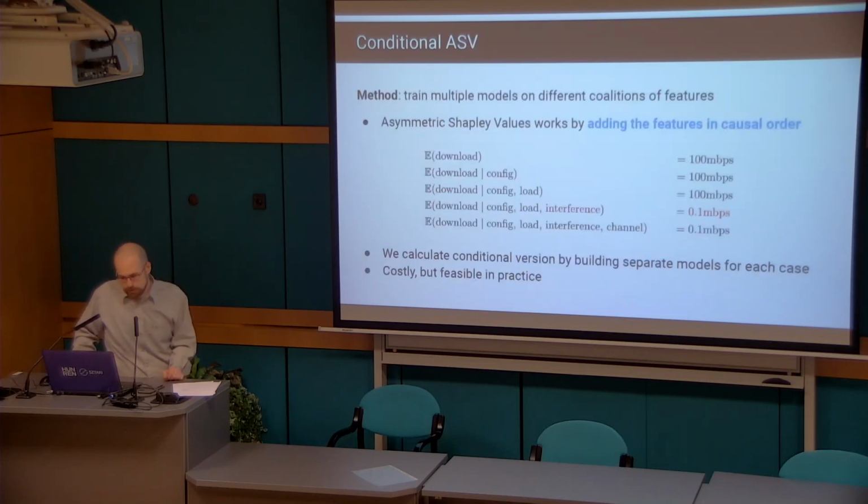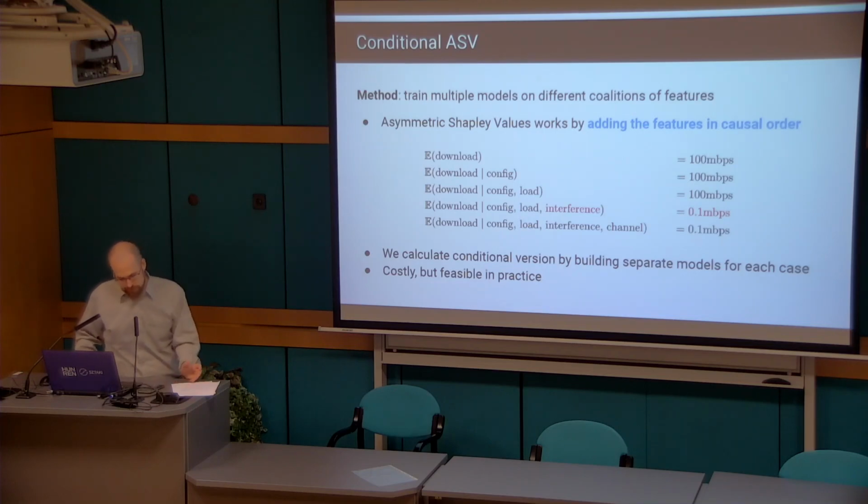So first, a few words about how asymmetric Shapley values works. What it does is it tries to predict the download speed in this example. And this calculation basically boils down to evaluating a number of expected values. So we try to see what the expected download speed would be given a certain set of predictive features. And then if we incrementally add the features in causal order, then the first point at which we can see the problem is the root cause.